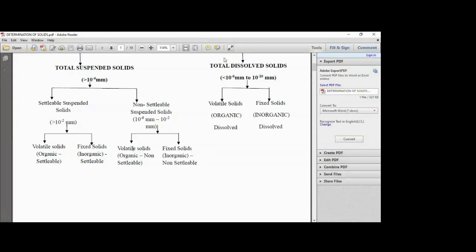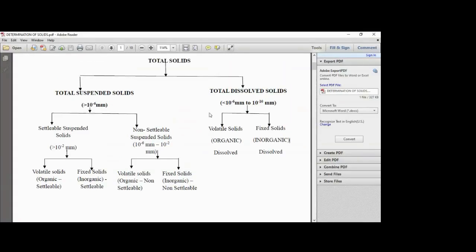Similarly, total dissolved solids can also be categorized as volatile solids and fixed solids. Volatile solids are particularly the organic fraction, and the fixed solids normally will be your inorganic fraction, right? I think you have understood this, and if you have understood this, you have understood half of the practical. So this is very, very important, right?